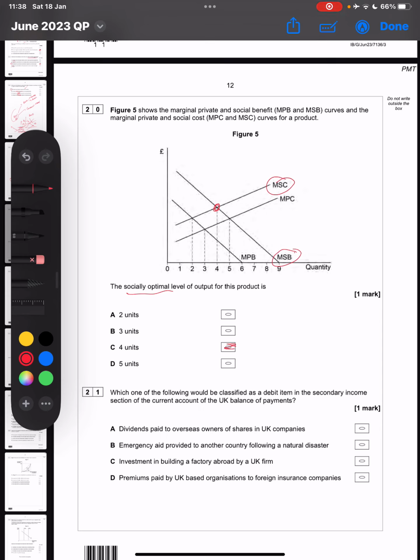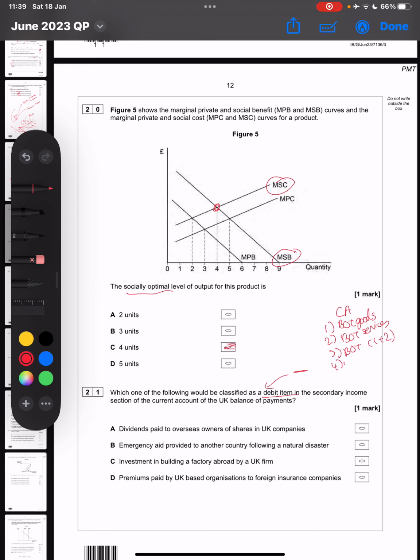Which of the following would be classified as a debit item? So this is something that removes money out of the country or out of the business in the secondary income section. Right, secondary income section is part of your current account. So inside your current account, you have like 6 lines. You have your balance of trade in goods, your balance of trade in services. Then you have your balance of trade, which is the sum of 1 and 2.